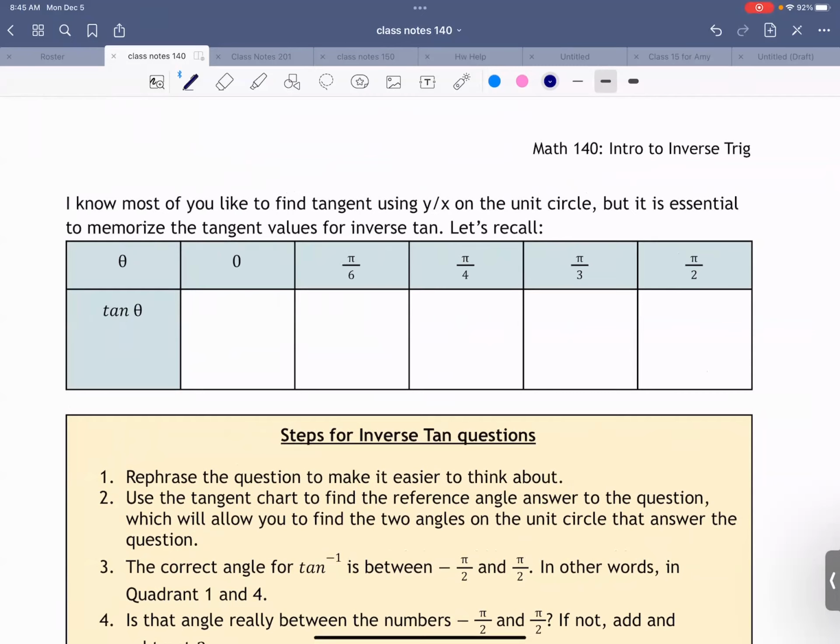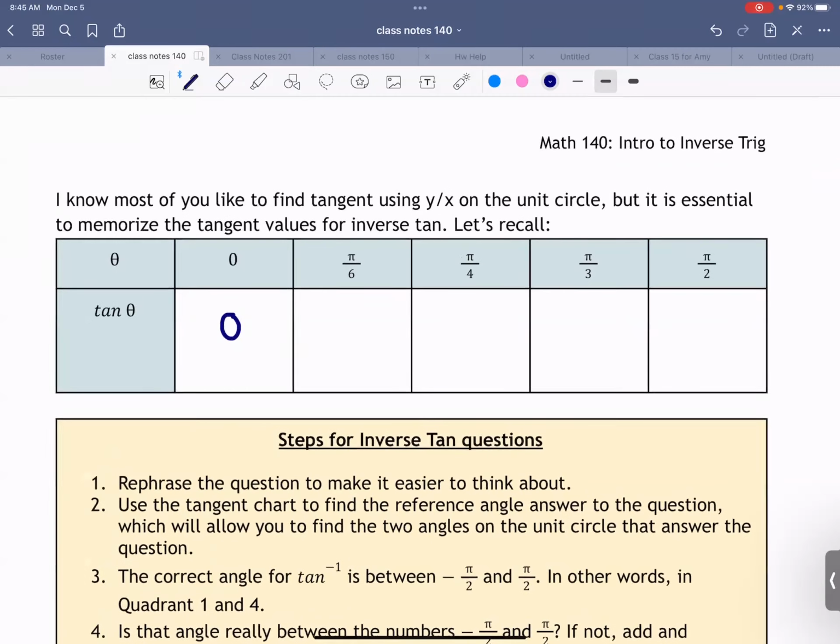Who remembers the tangent of 0? This is easy. This is 0. Yep. 0 is the easiest one. Pi over 6 is a little bit more tricky. Does anyone remember it? This one's actually the square root of 3 over 3. The way I memorize this is 3 plus 3 is 6. So I know that the tangent has 2 3s in it, or the pi over 6 has 2 3s in it.